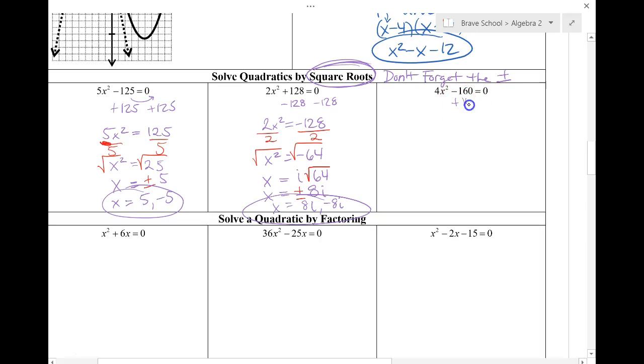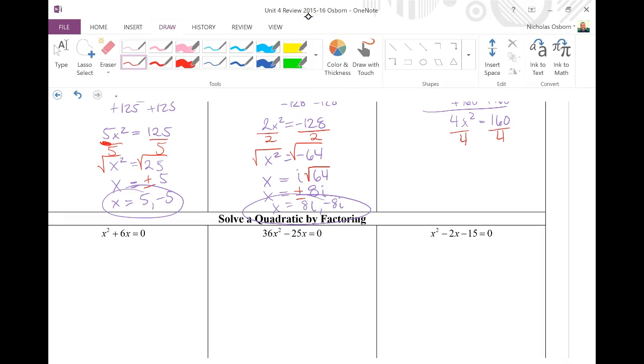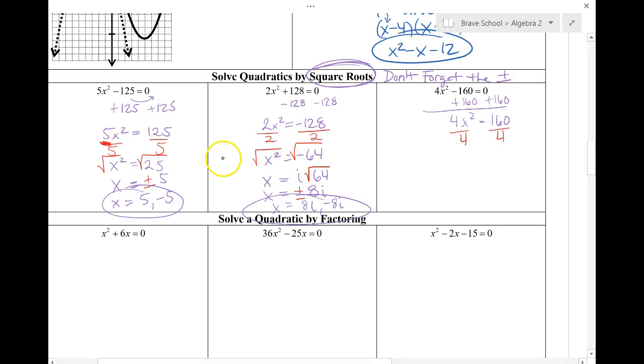We're going to add 160, I'm sorry, to move it to the other side, not to get rid of it. Now we're going to end up with 4x squared equals 160. Now again, that 4, the a, is bigger than 1, so we need to make it 1 by dividing by itself, 4. And we are left with x squared equals 40.